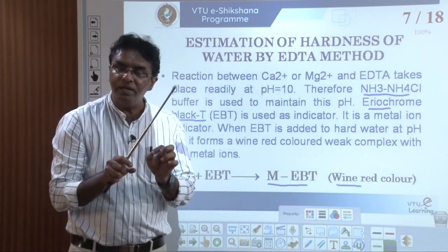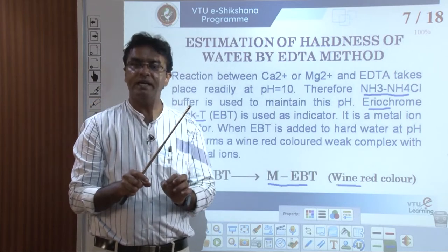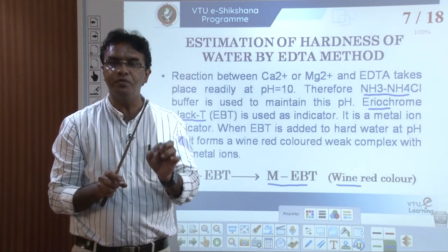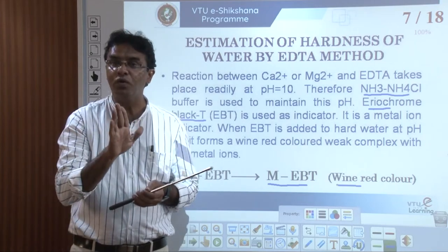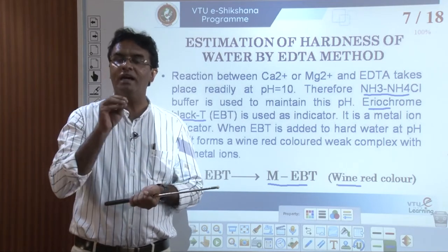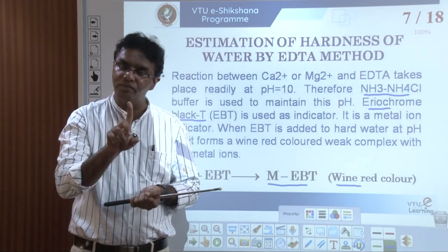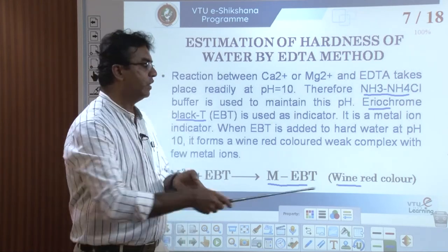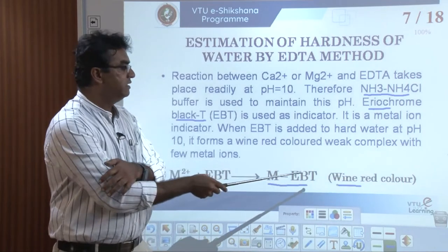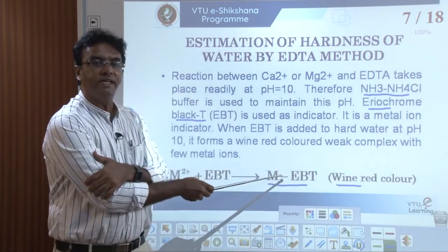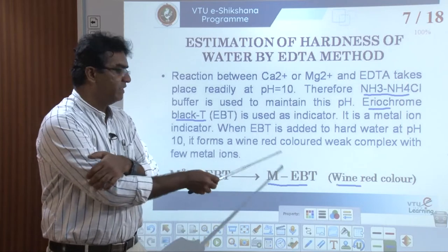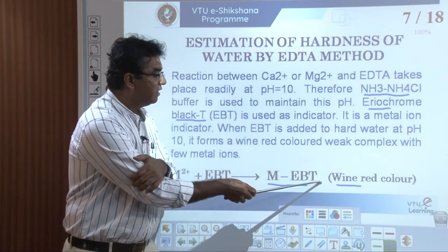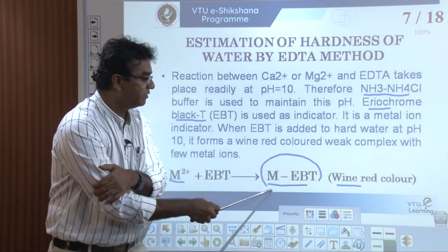If you take the eriochrome black T indicator separately and test its color by adding that indicator into pure water, you are going to get blue color. That means the color of the indicator in the free state is blue. But when you add the same indicator into hard water, you are getting wine red color. This is because the indicator is forming a complex with the metal ion, called the metal EBT complex. The color of that complex is wine red.